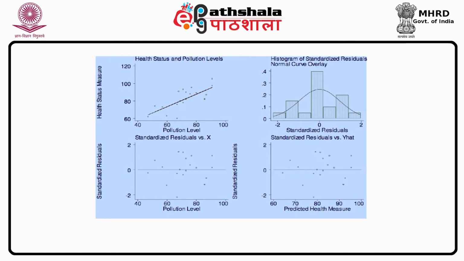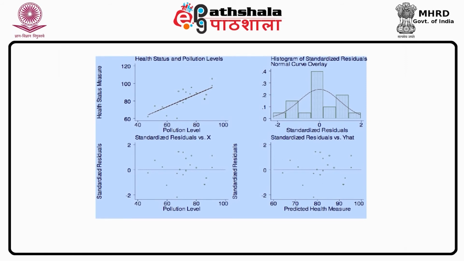So on the next slide, we see the relationship between health status and pollution in 20 geographic areas. In the first plot we have plotted the y variable against the x, where the y variable is the health status measure and the x variable is the pollution level. If we look at the scatter plot, we see that there is a clear linear trend without any apparent pattern. So a potential linear relationship exists between x and y, and it can be fitted using the linear model.